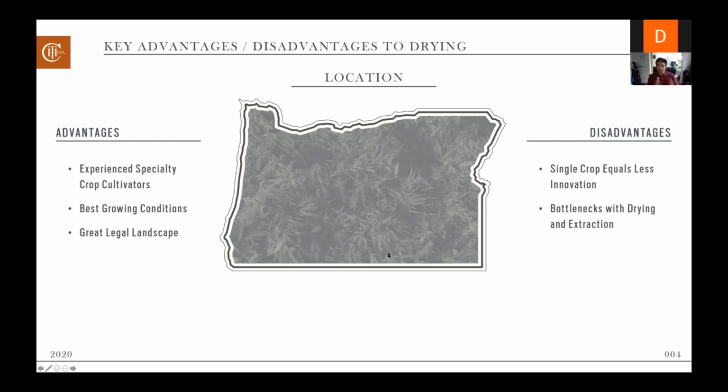The other part of only having one harvest season per year is just the bottleneck it creates with drying and extraction. We have, again, 30, 40 farmers coming to our gates with thousands and thousands of acres that need to be dried in a short period of time. And if we're getting rain in early fall, we may be dealing with 20, 30 trucks every single day bringing biomass that has to be taken care of immediately. So that can be quite challenging to deal with.